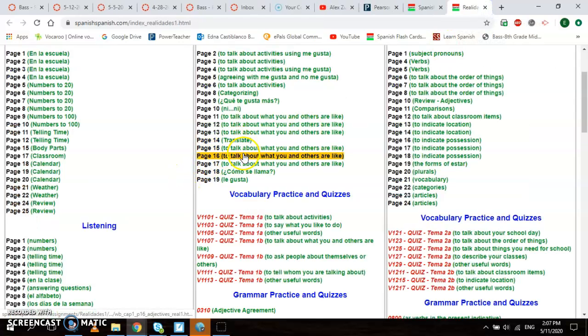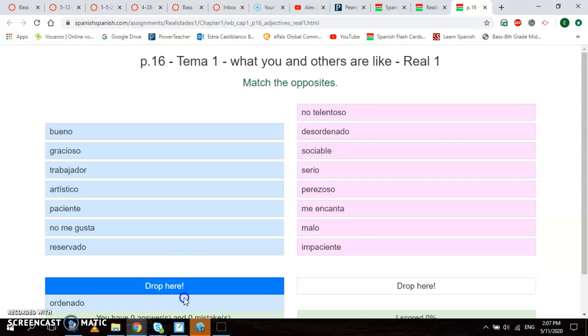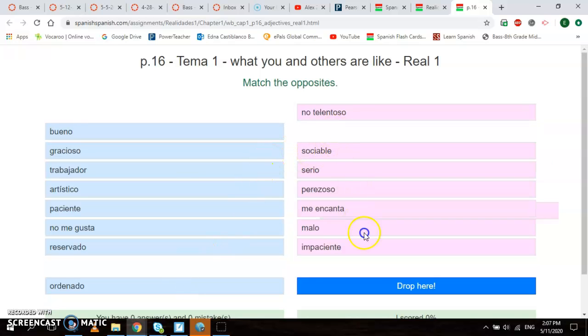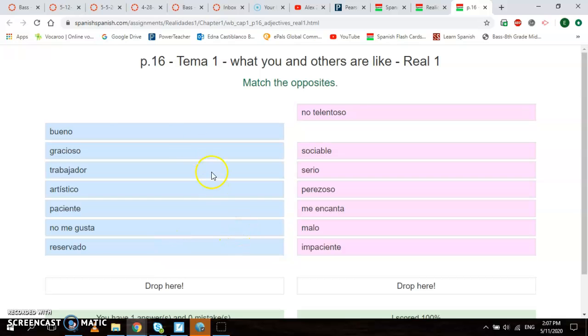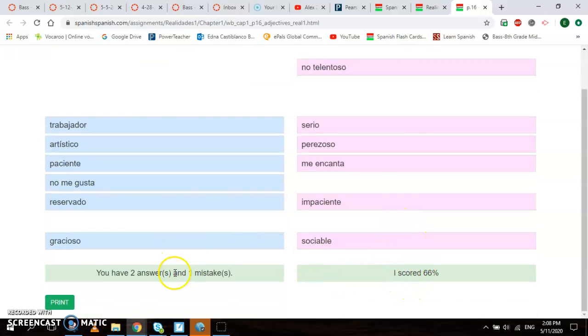So that will give you that one right. The next one is 16. For 16, you're going to match the opposite. So if somebody is ordenado, organized, what is the opposite for that? That would be somebody who is not organized, disorganized. So I drop this one and this one together and they disappear. For bueno, good, the opposite is malo, bad. For gracioso, the opposite is serio. What happens if I do the wrong one? It takes it. So you need to be careful that you are doing it right, because then you miss that one. You have one mistake.